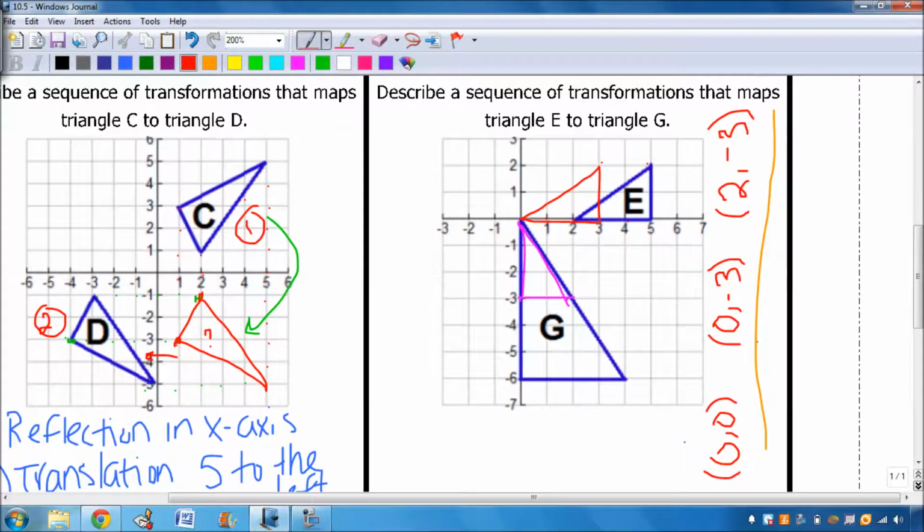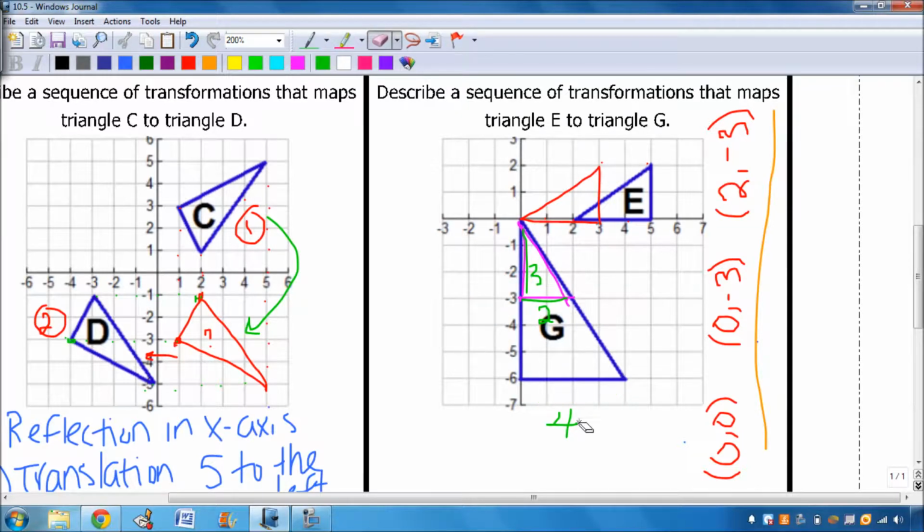All right, so now we have to figure out what the last transformation is. Well, it's obviously a dilation because it got bigger. But the question is, how many times bigger did it get? Well, this side length right here is 3, and then the full side length is 6. So this is twice as big. Let's just double check though. This side length right here is 2. The full side length is 4. So again, it's twice as big.